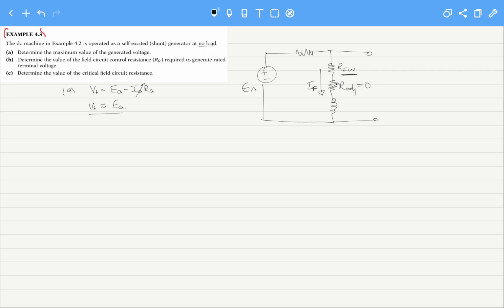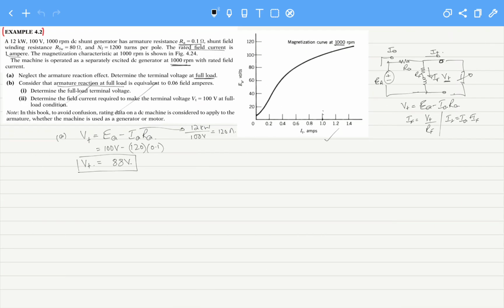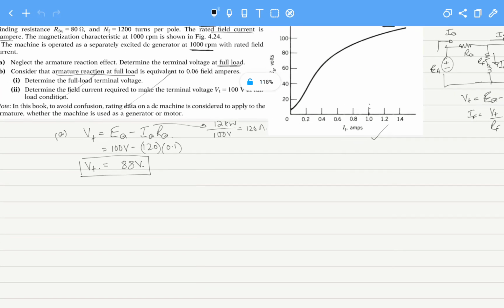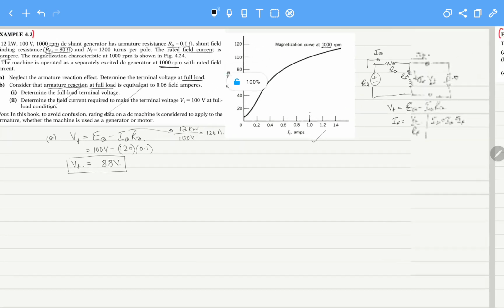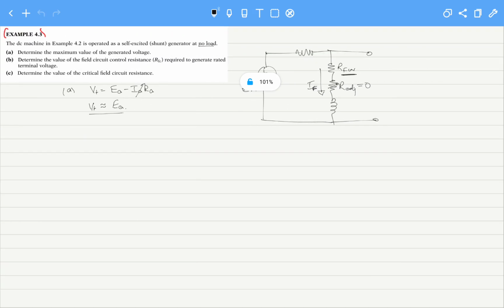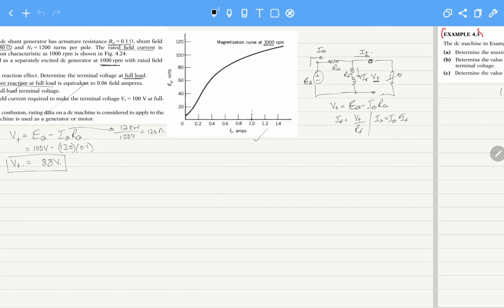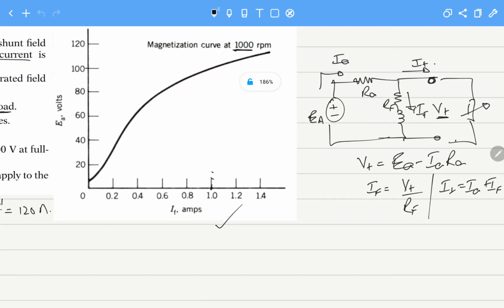So what will be the maximum field current, and what is the value of the field winding resistance? We can see from example 4.2 that it is given as 80 ohms. So for RF equals 80 ohms, maximum EA will be induced. So if we have this curve, we have to draw a line that has a slope of 80 ohms.